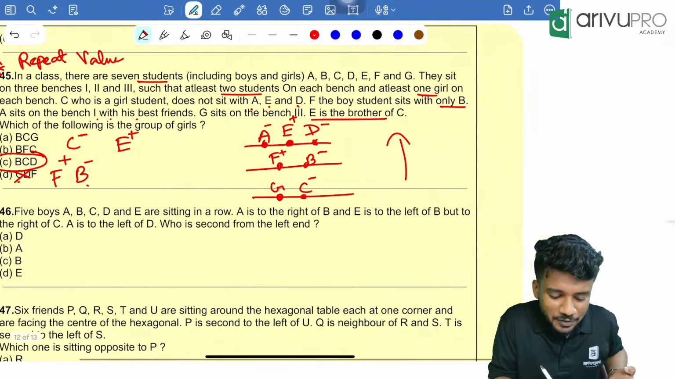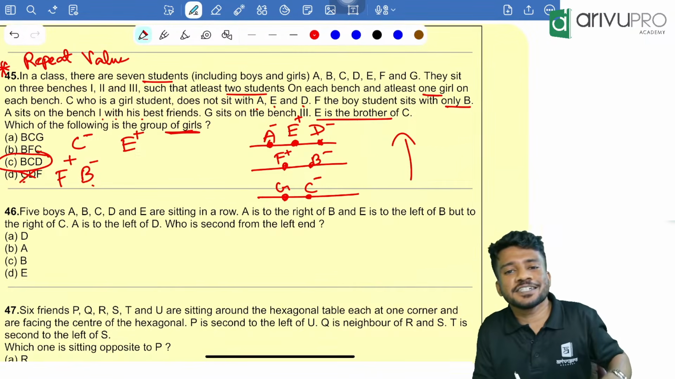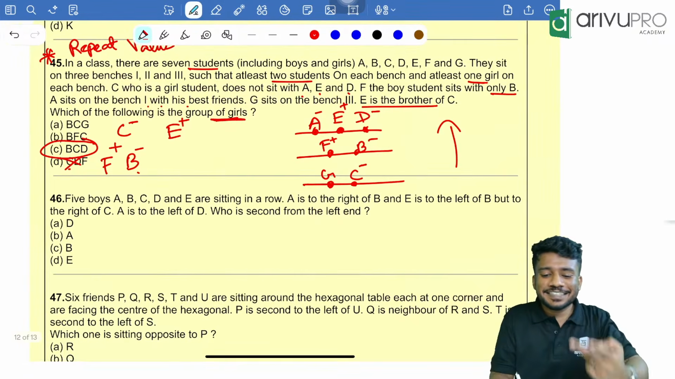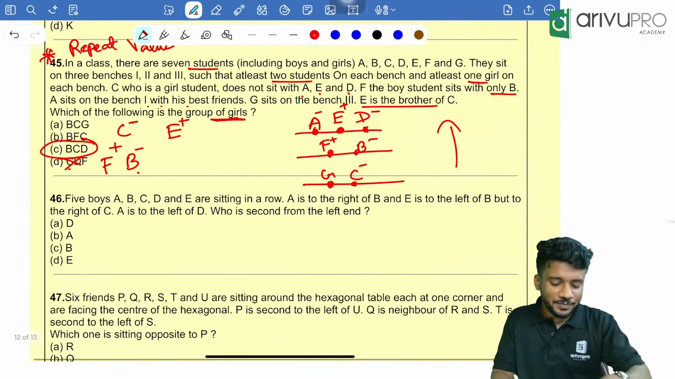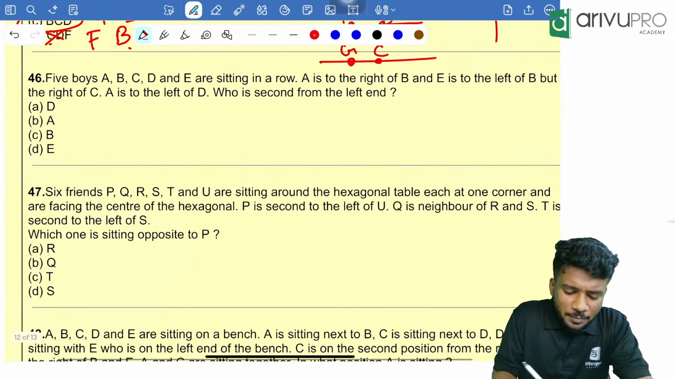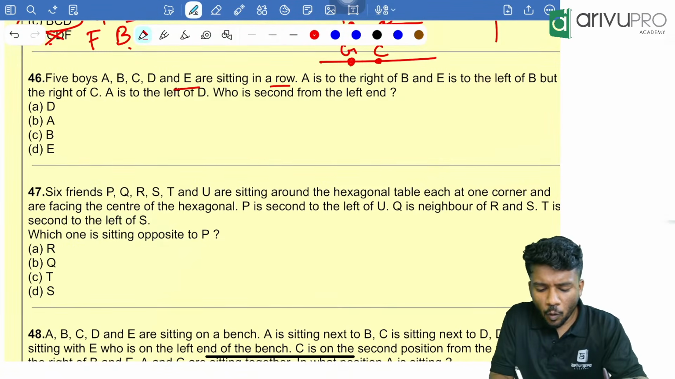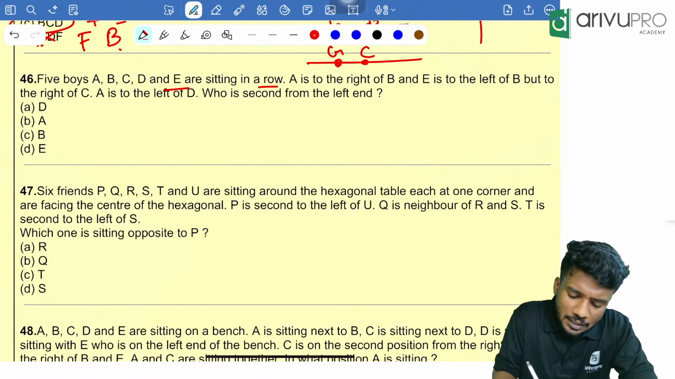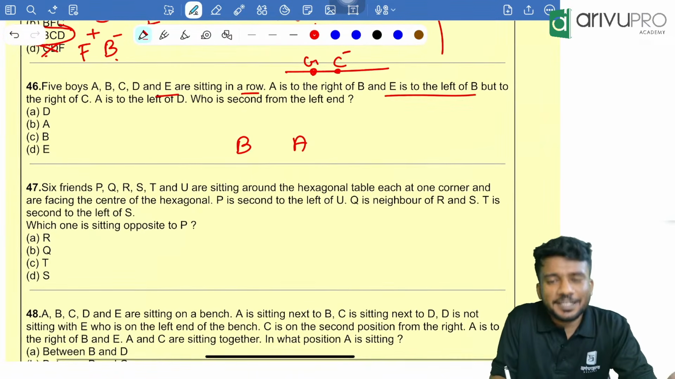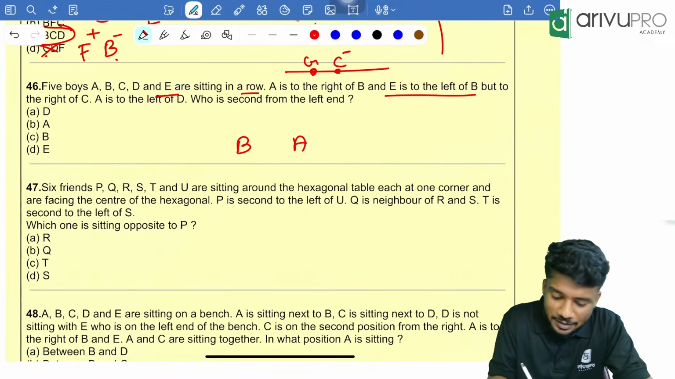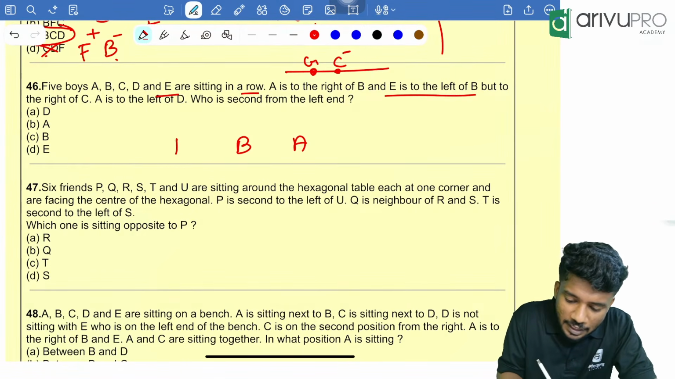The question is: which of the following is a group of girls? So B is a girl, C is a girl and D is a girl. Did you get the logic of answering this? Okay. Next one. 5 boys A, B, C, D, E are sitting in a row. A is to the right of B and E is to the left of B. Again a repeated pattern.